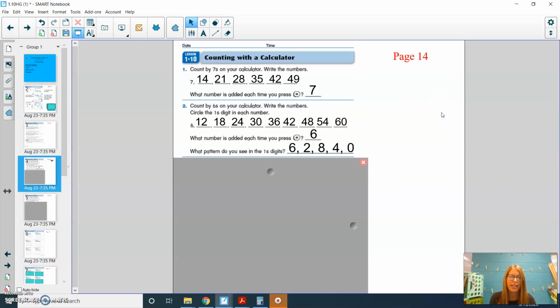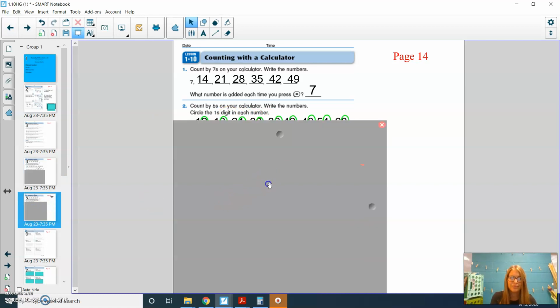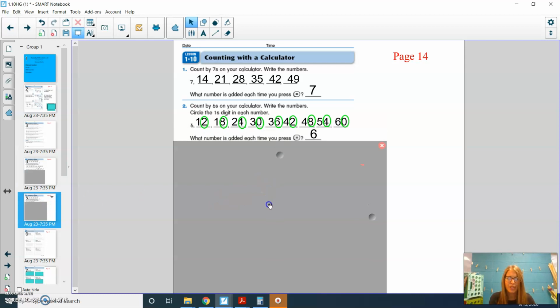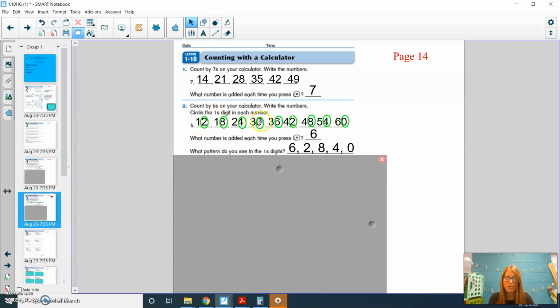Now there's one more thing that I want you to do with this problem. Can you circle the ones digit in each number? Just like how I have. Can you circle the 2? And you could actually circle the 6 as well if you did. But circle the 2, 8, 4, 0, 6, 2, 8, 4, 0.